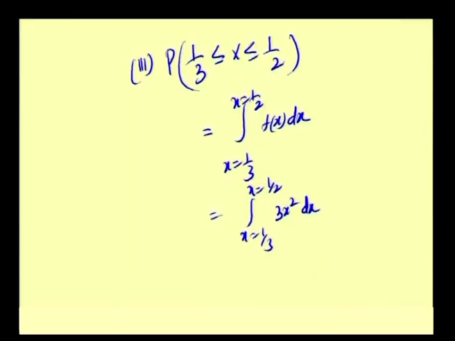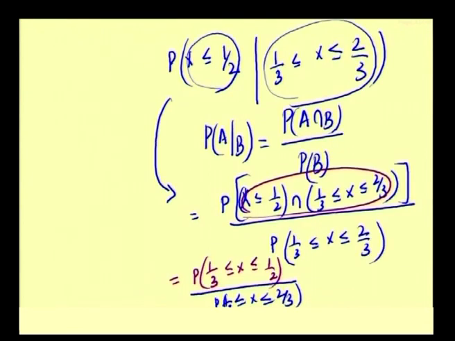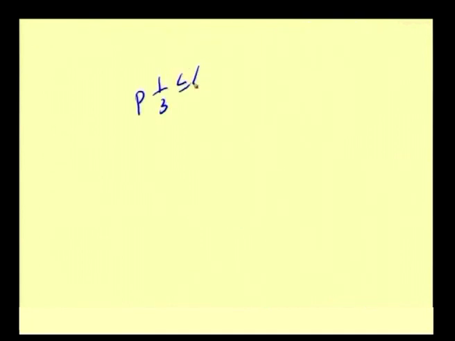The third subdivision is P of 1 by 3 less than or equal to x less than or equal to 1 by 2. We have already found the answer as 19 by 216. So now the numerator value is available as 19 by 216. You have to find only the denominator part. How to find the denominator part? The denominator is P of 1 by 3 less than or equal to x less than or equal to 2 by 3.